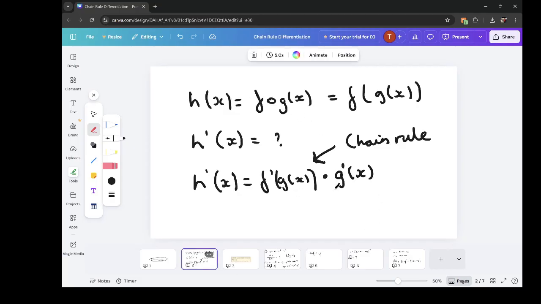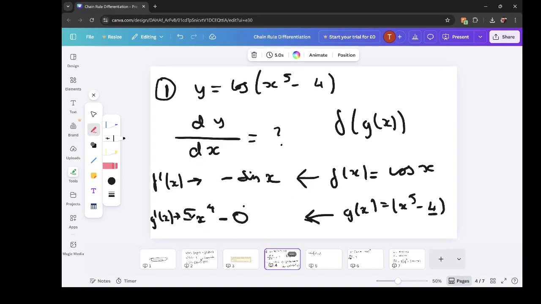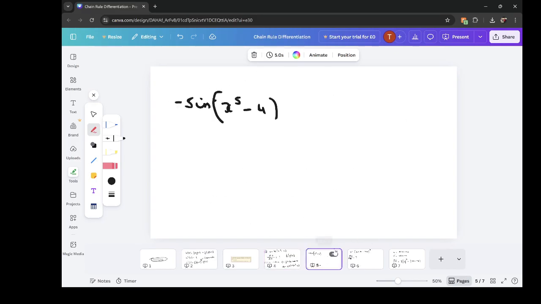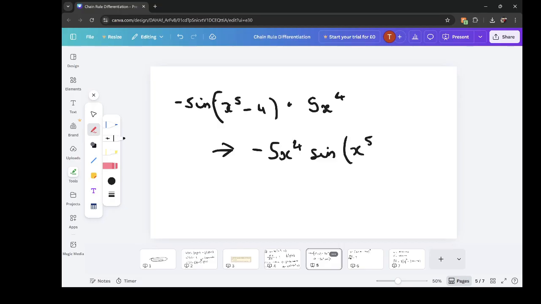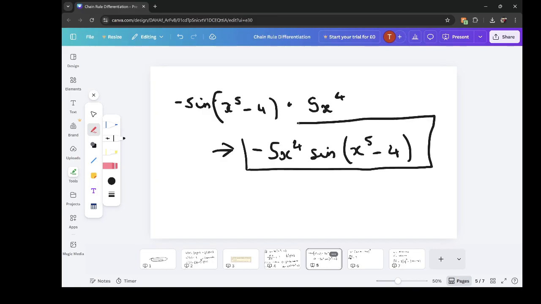And then it says here to multiply by the differentiated version of g of x. So g prime of x is 5x to the power of 4. So this times 5x to the power of 4. And now we can simplify this to write it as negative 5x to the power of 4 sine of x to the power of 5 minus 4. Bam. You apply the chain rule.